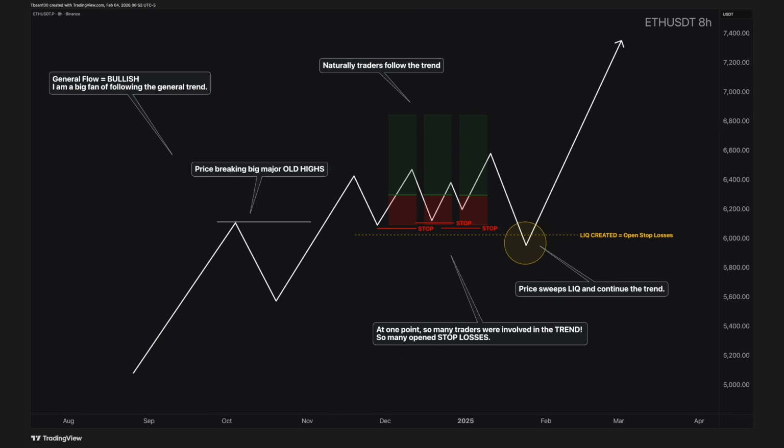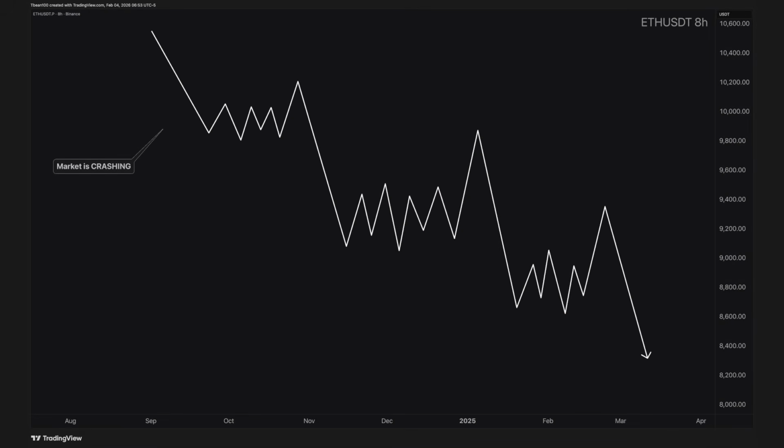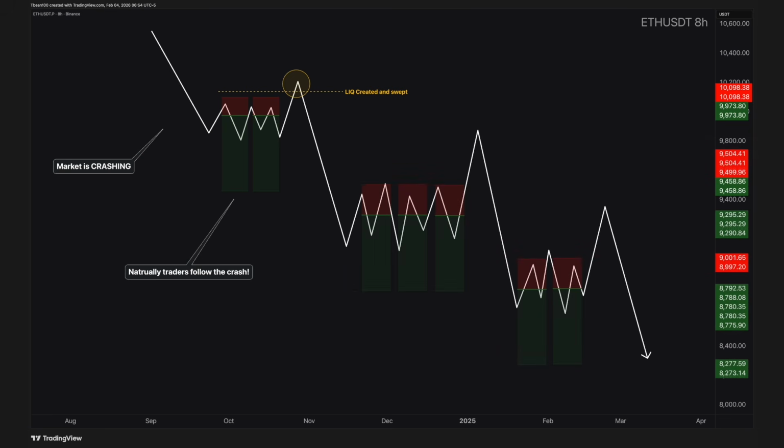At some point, those stop losses are usually swept, and then the general trend continues to flow in the main direction again. It does not matter whether the market is rallying or crashing. The core idea stays the same in every market condition. As traders, we like to follow momentum and trade in the direction of the overall trend. This is because statistically, following the trend tends to make more money than trying to trade against it.